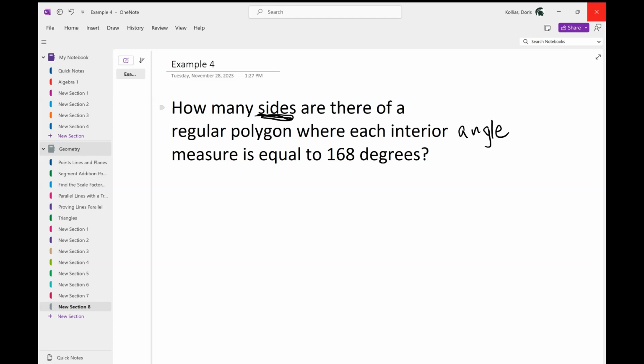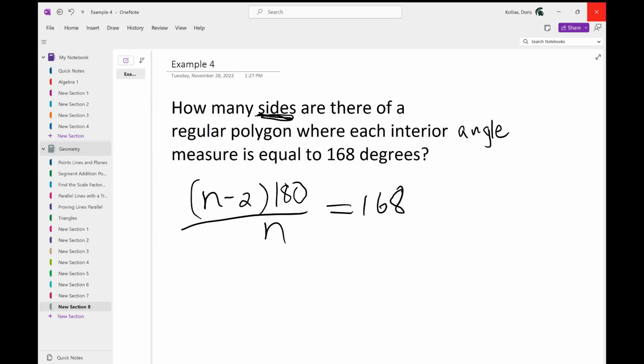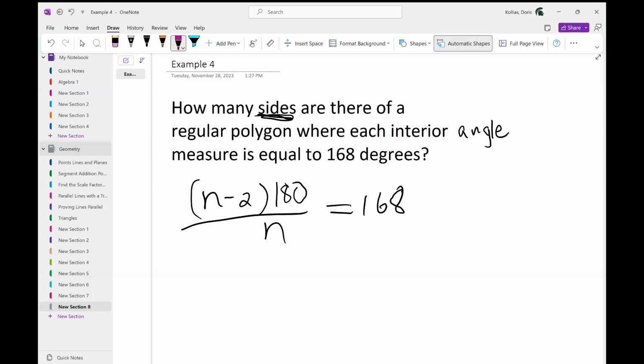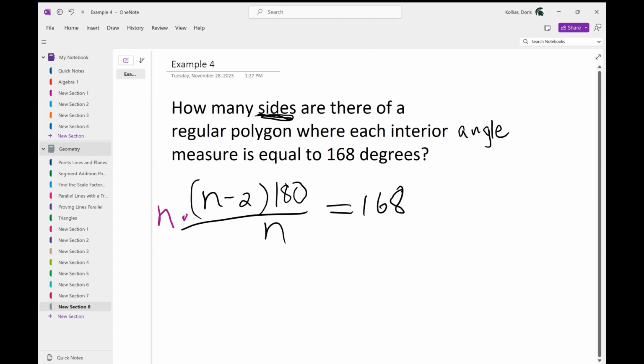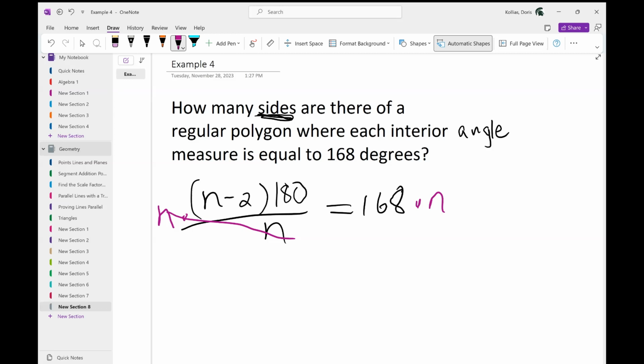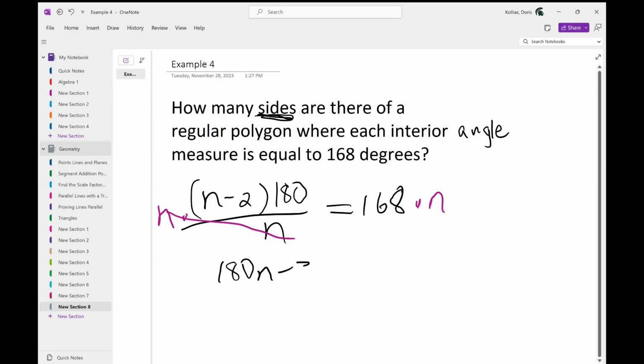So that's kind of cool because that means that all we have to do is sort of reverse the process there. Now, there is a long way to do this. It is saying that n minus 2 times 180 divided by n equals 168. That's one angle measure. Multiplying both sides by n in order to cancel out the denominator of n here, and that would give us, on the left side, when we distribute that 180, 180n minus 360 is equal to 168n.